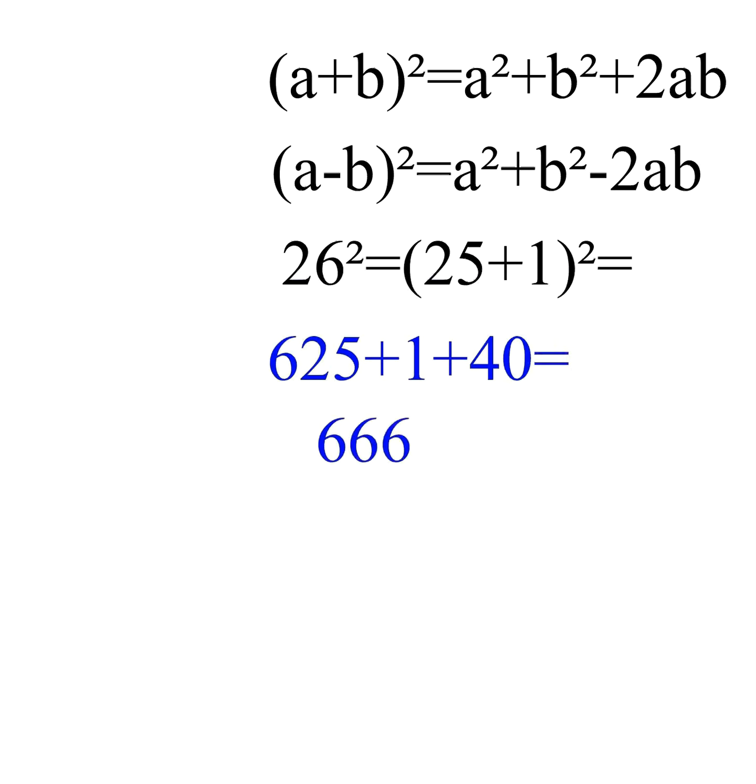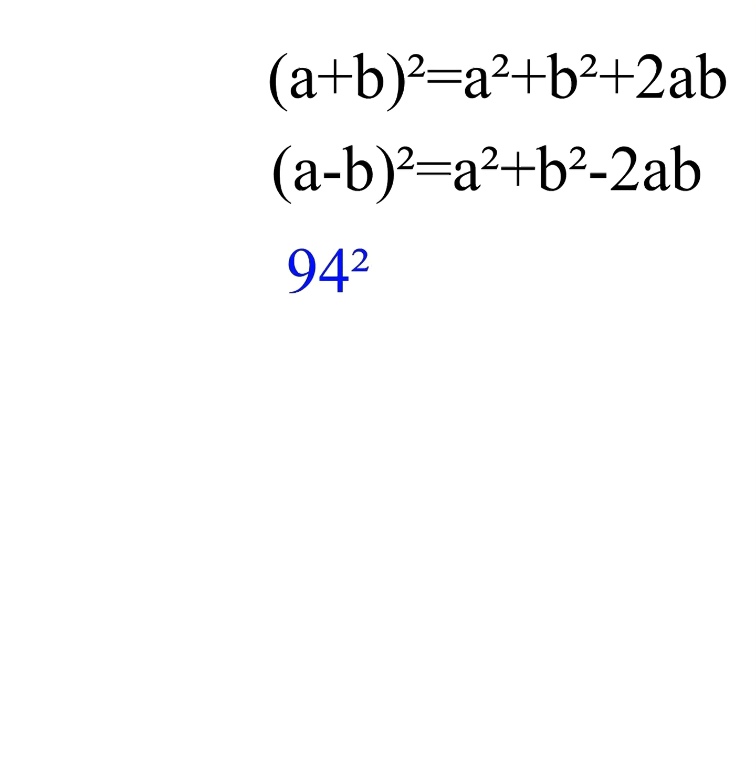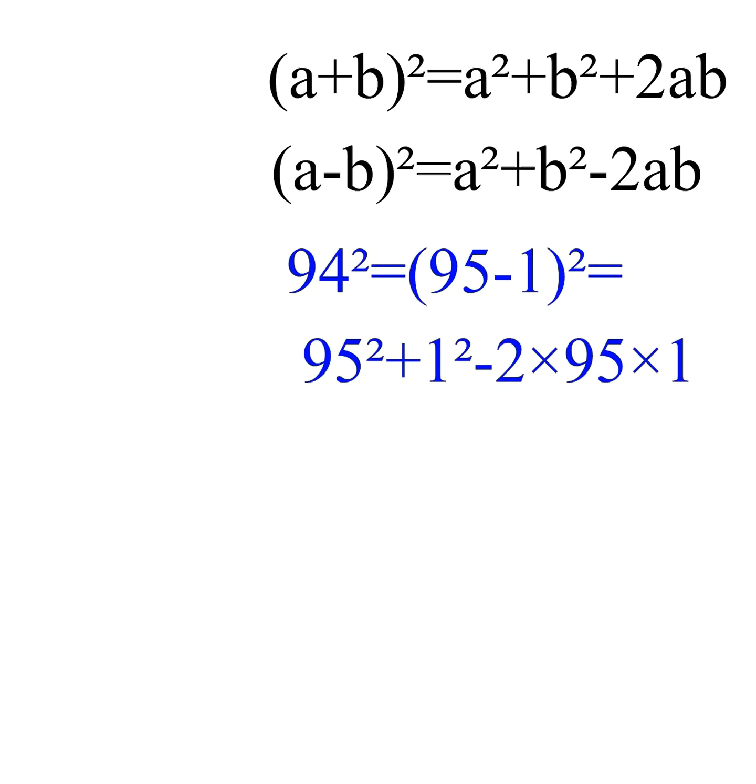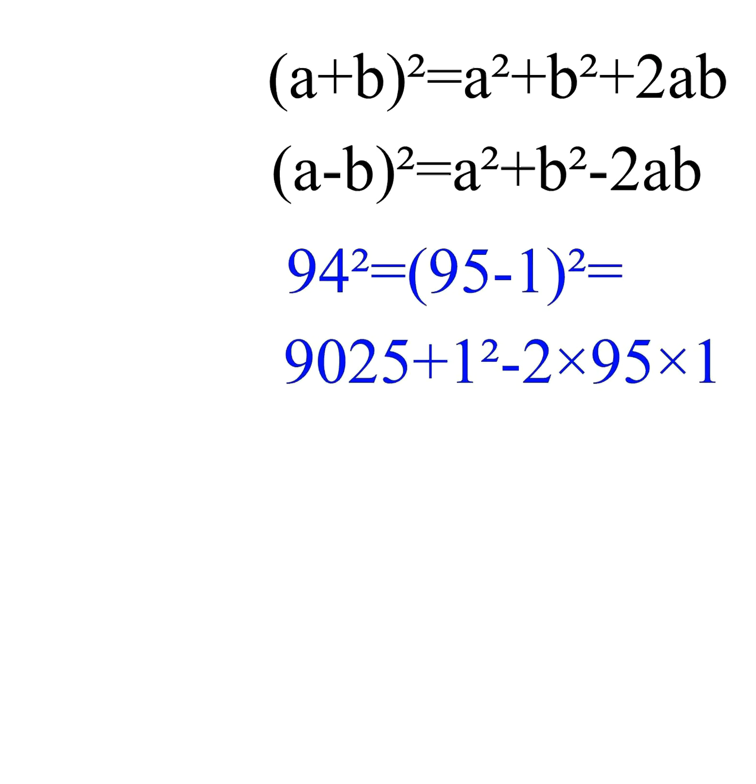But what about 94 squared? 94 equals 95 minus 1. So we could use the second identity, in which a equals 95 and b equals 1. What is 95 squared? You know that already. All we need to do is write down 25 and then multiply 9 by the next integer, 10, and write it down before 25. So this is the answer.